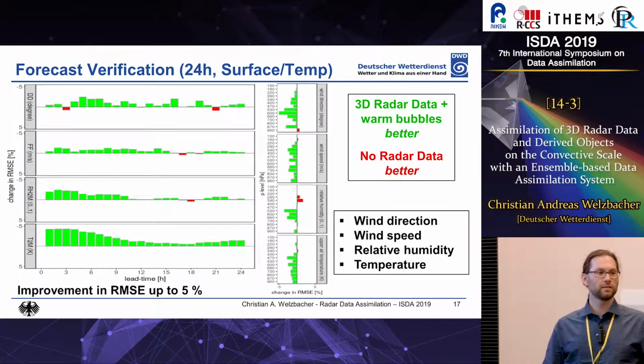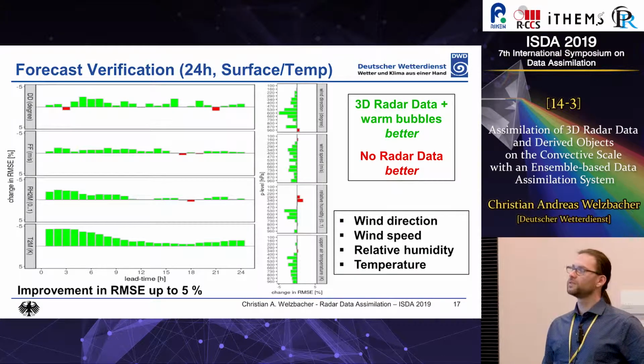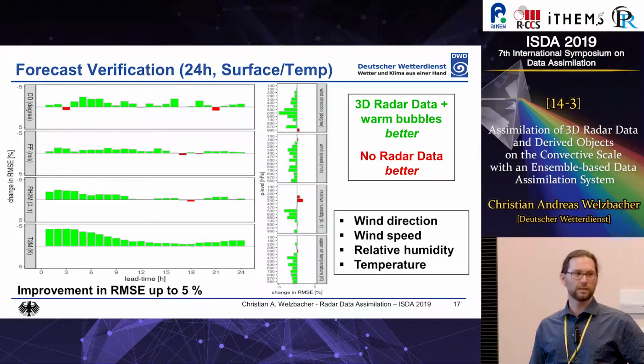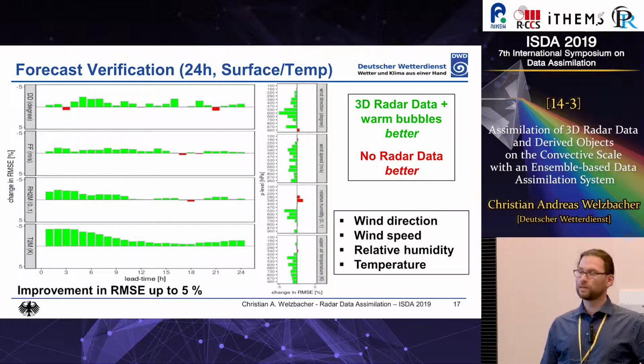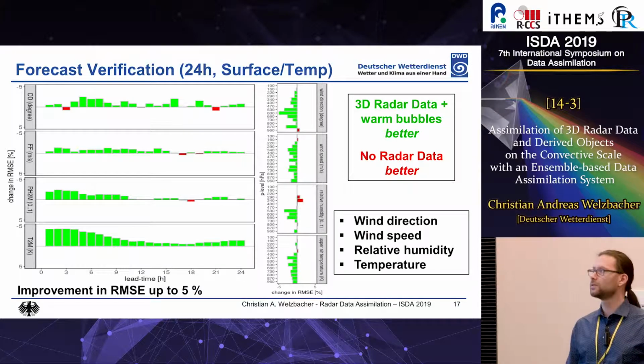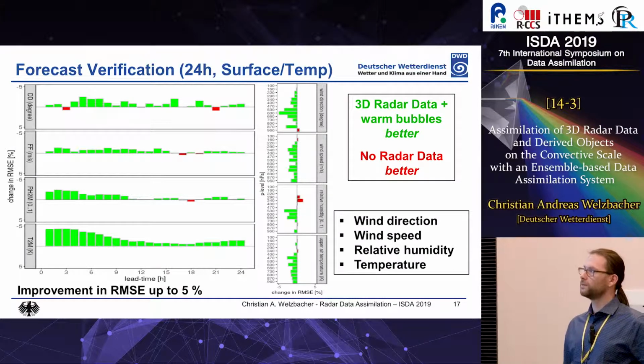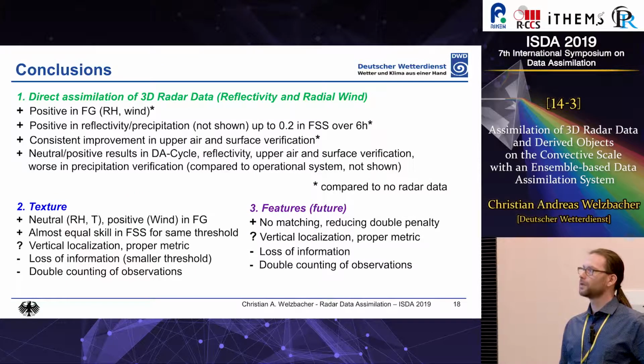One of my colleagues said if you had been 10 years earlier, we would have introduced the 3D radar data assimilation instead of the latent heat nudging. We see that we do a lot of good things with the 3D radar data assimilation, a lot of green. It improves many things: wind direction, wind speed, relative humidity, and temperature on a 24-hour time scale, in the column and at the surface, which I find quite impressive, and we're going down the right way here.